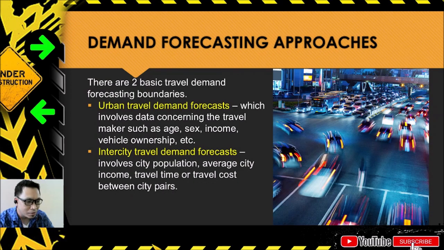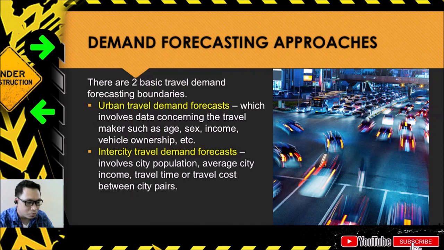Next, let us discuss the demand forecasting approaches. So there are two types of travel demand forecasting boundaries. First is the urban travel demand forecast, and the second is the intercity travel demand forecast. The urban travel demand forecast involves data concerning the travel maker such as age, sex, income, vehicle ownership, etc.